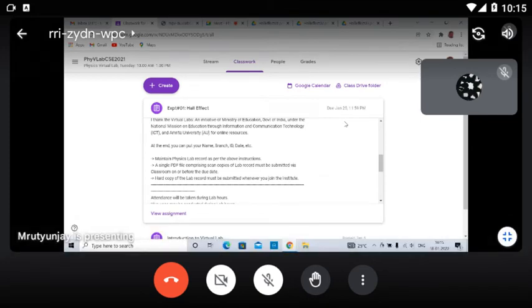Otherwise, your submission will be marked as a late submission, as a result of which your marks will be deducted. So just avoid that. One week is sufficient. Within one week, just go and submit.